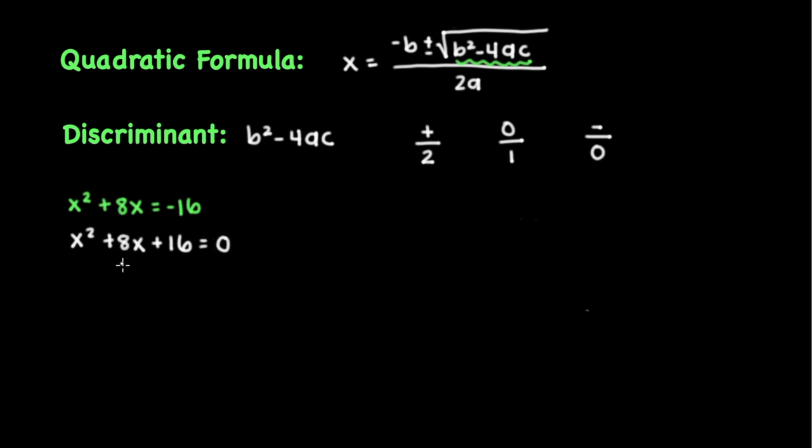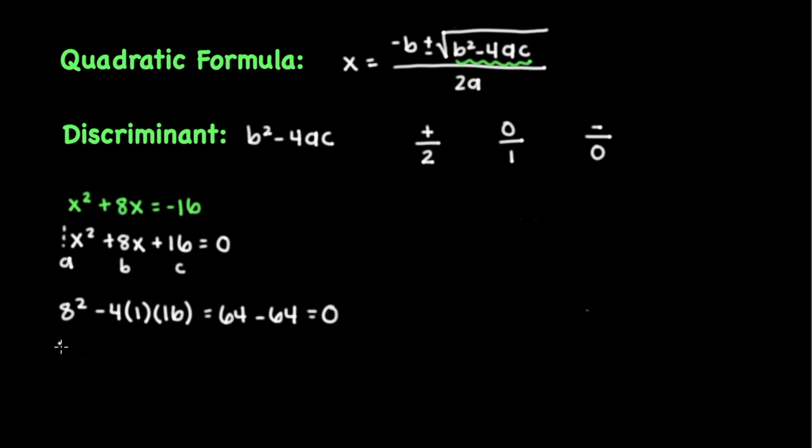Now we can plug in 8 for b, 16 for c, and this invisible 1 for a. That means we have b squared, or 8 squared, minus 4 times a, or 1, times c, which is 16. 8 squared is equal to 64. 4 times 1 is 4, times 16 is 64. So 64 minus 64, which is equal to 0.